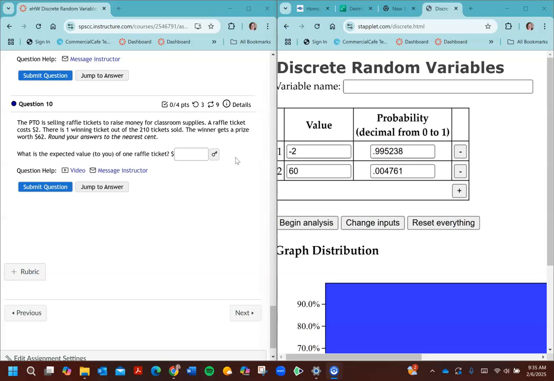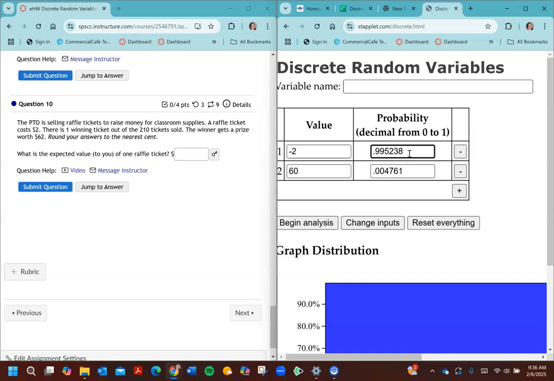So using Stapplets, I want to put in the value. I put in my loss first. You could do it vice versa, that's fine. But I put in -2 if I lose. So the losing tickets would be 209 losing tickets out of 210. And I just divided that, and I got a long decimal, and I put in as many digits, I put in 6 after the decimal just to avoid rounding as much as possible. So I have 0.995238.